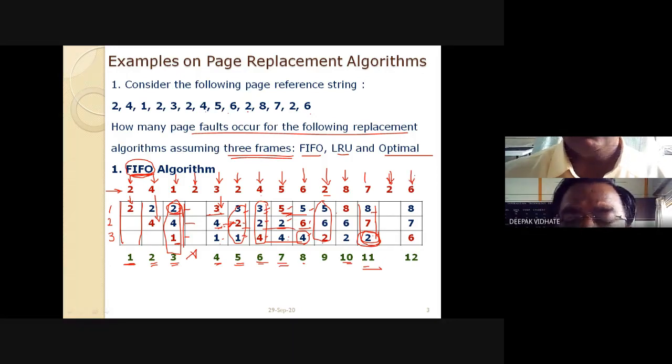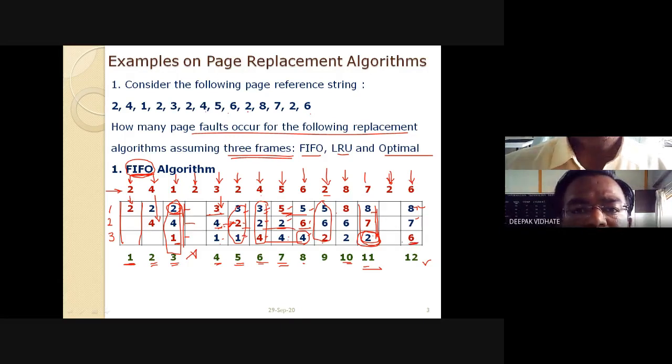Then the next reference is made to 6. 6 is not available. Page fault occurs. Page fault number 12. And which page is to be replaced? Out of this 8, 7, and 2, which is the first one? So 2 is the first one. That's why you are going to replace page number 2 by 6. Right. So this is the way for the FIFO algorithm.